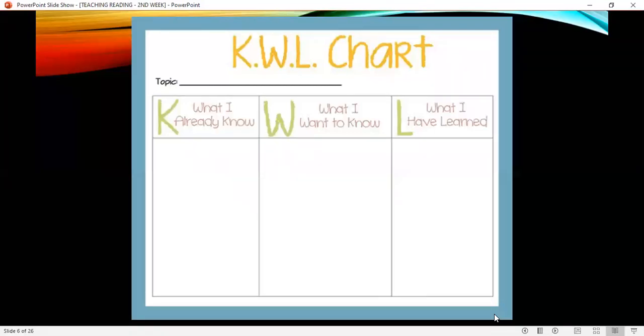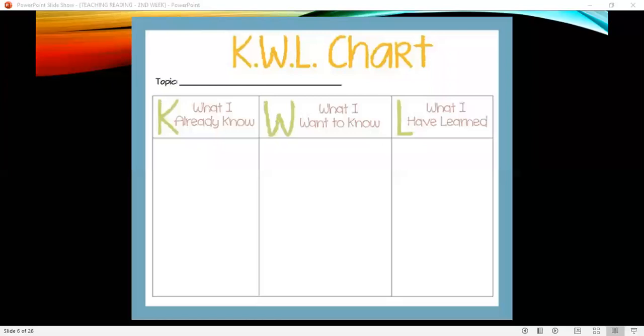So your prior knowledge about a topic, about an aspect, all right? This is what you already know. So you can ask your students, no? Today we're going to talk about this. So we're going to read about this.